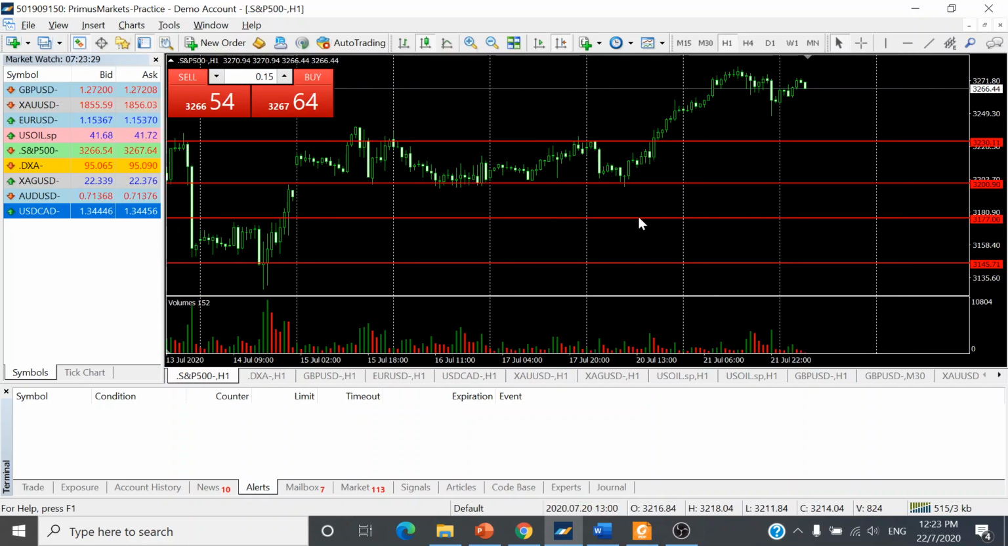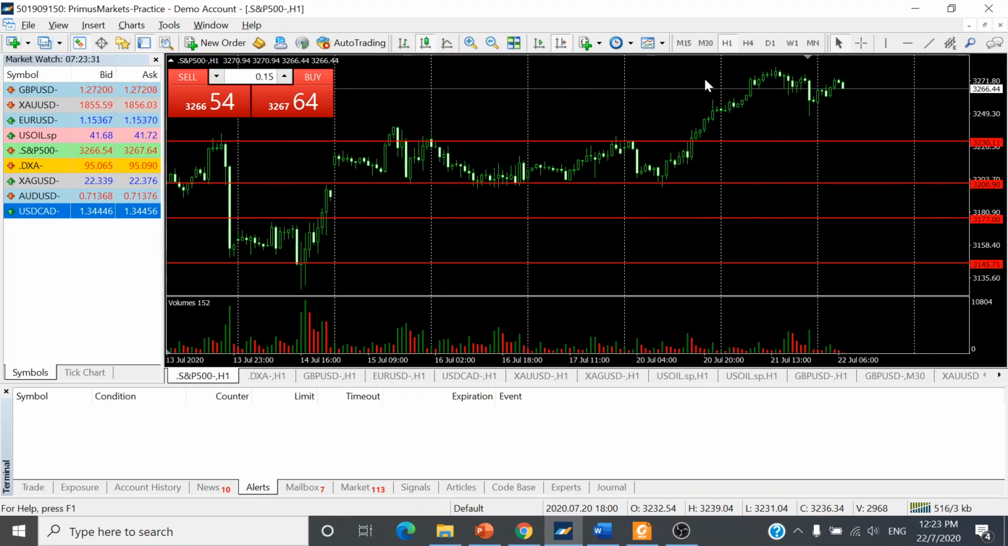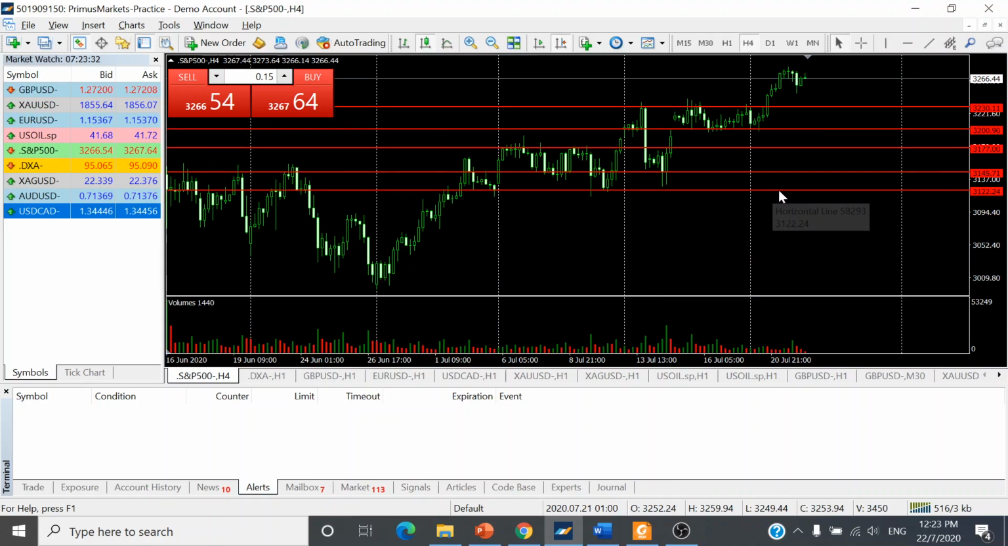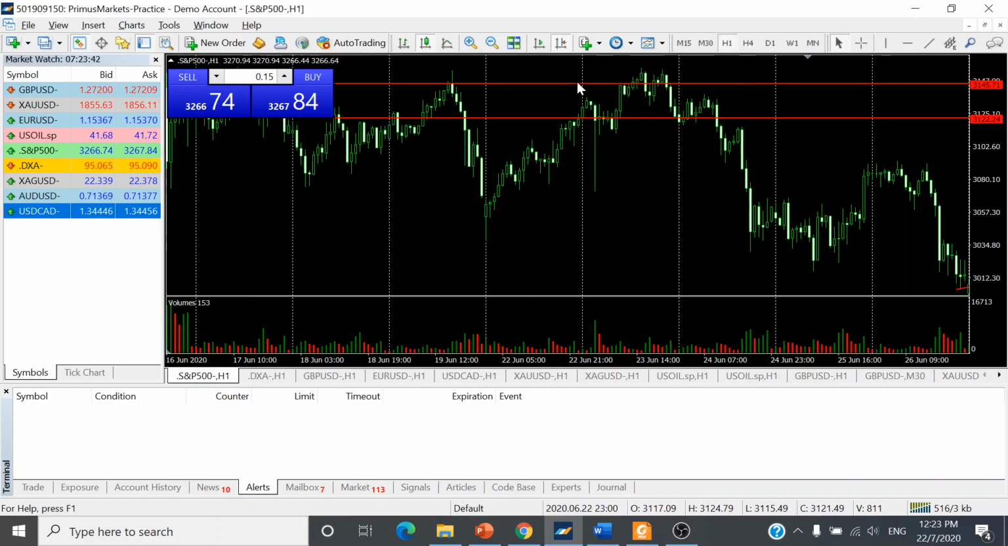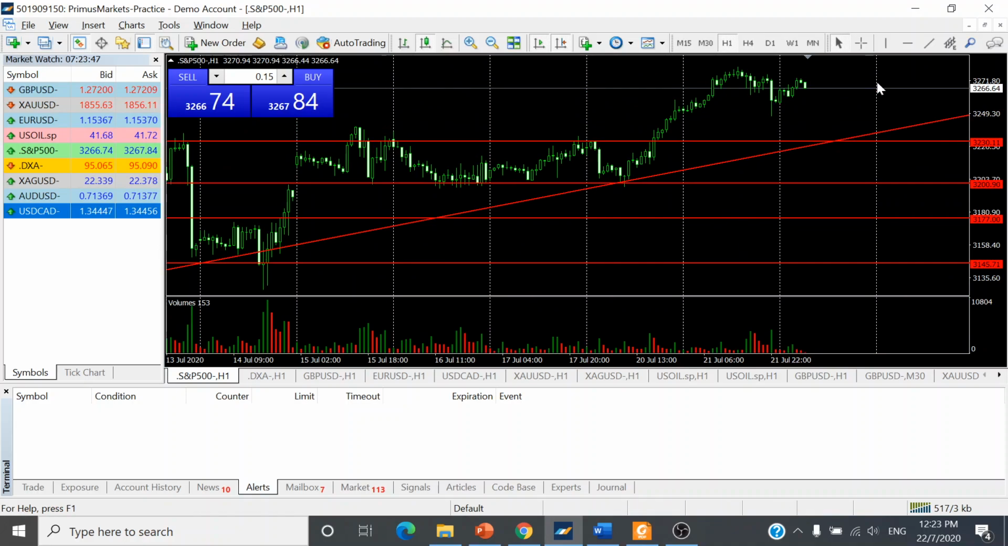Last but not least, let's have a quick look at the S&P 500. The S&P 500 is generally still on a bullish trend, again on optimism, partly on the European Union stimulus package, and also optimism on progress regarding the COVID-19 vaccines. Currently it's finding some resistance. We'll have a look and see where it goes from there.